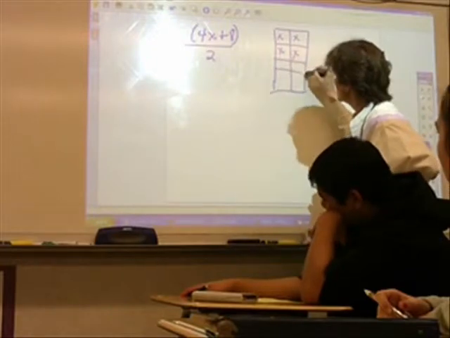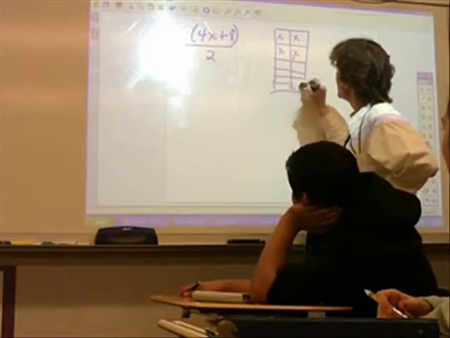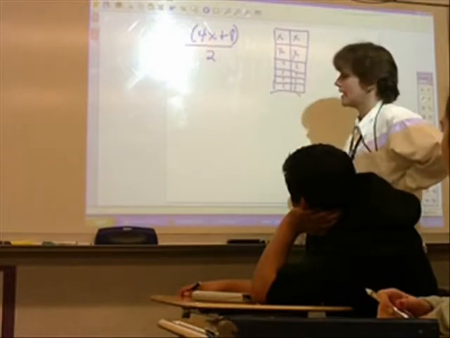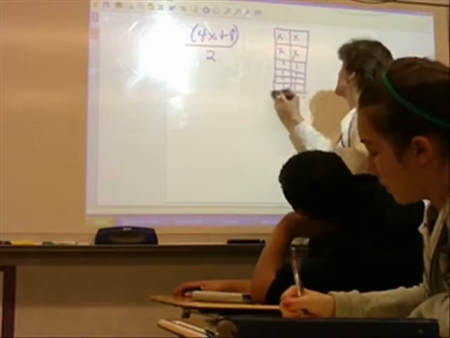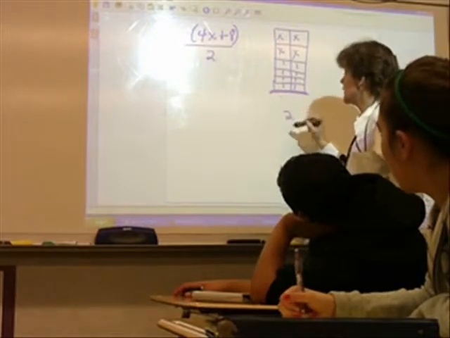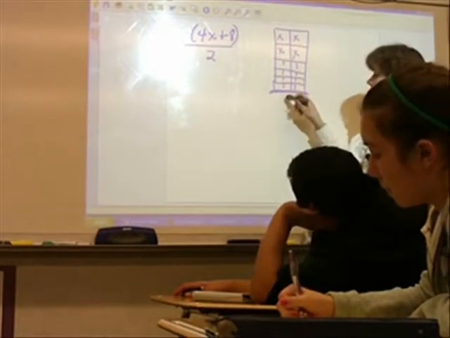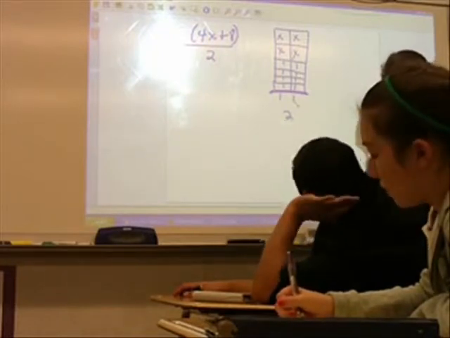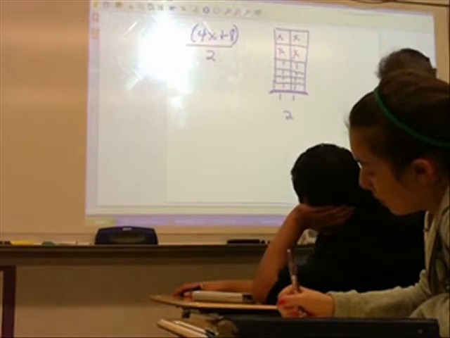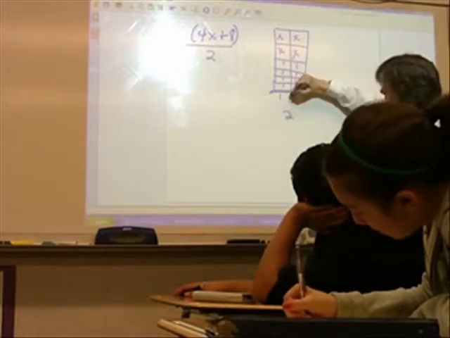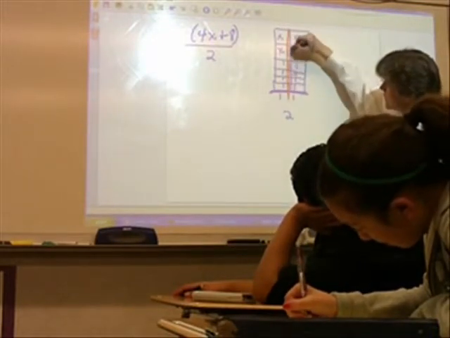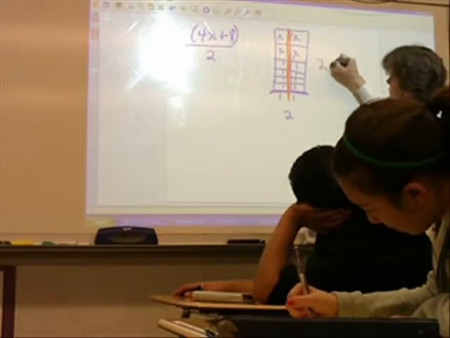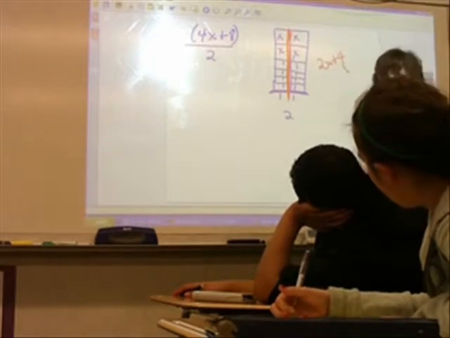and 8 pieces. 1, 2, 3, 4, 5, 6, 7, 8. Okay, so I'm going to divide this by 2. And dividing by 2 means I'm going to have 2 separate groups. When I get done with that, when those 2 separate groups, and I divide that into 2 pieces, how much is in each piece? Travis? 2x plus 4.